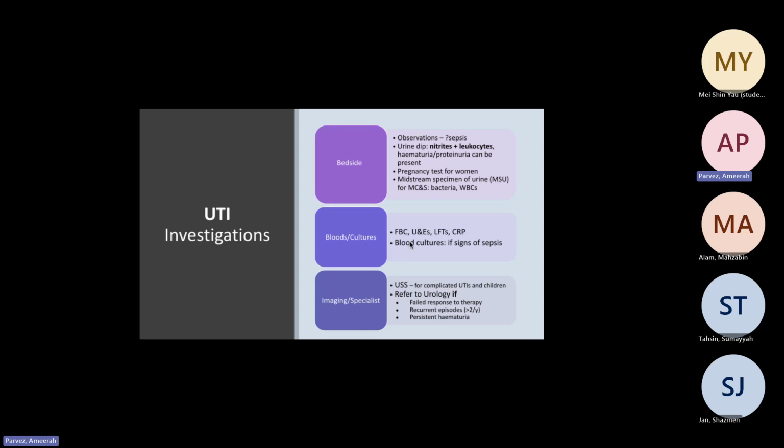Now, in terms of bloods, typically you do FBCs that will show leukocytosis, U&Es, LFTs, CRP, blood cultures if there are signs of sepsis. And then with regards to imaging and specialist investigations, USS renal tract with post-void residual volume would be considered here. This is especially important in children because they often don't have UTIs, so you'd need to think about underlying congenital causes for this, for example. And then if there's persistent hematuria, you would also consider a 2-week wait referral, and you'd also consider referring to urology if there was a failed response to therapy or there were recurrent episodes.